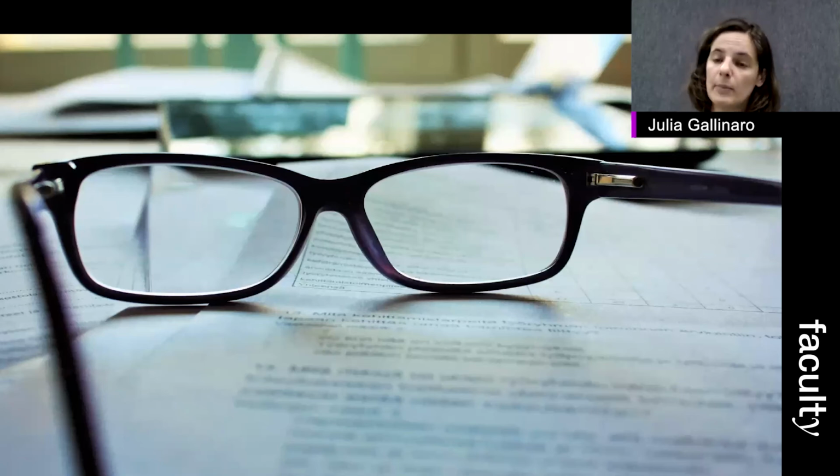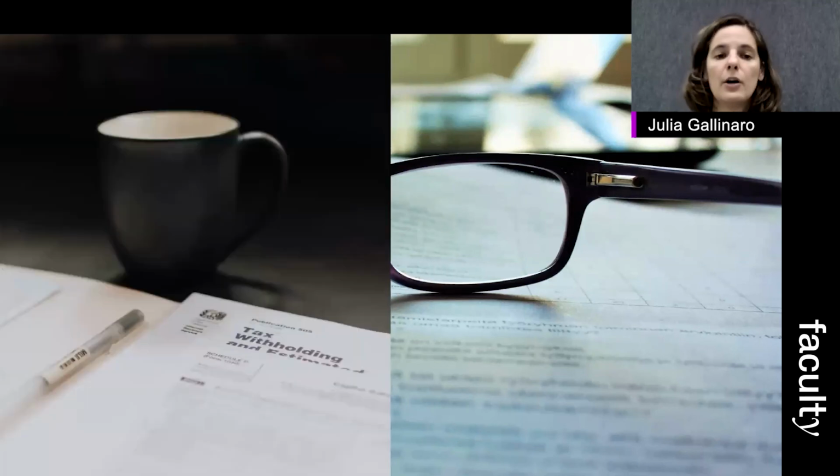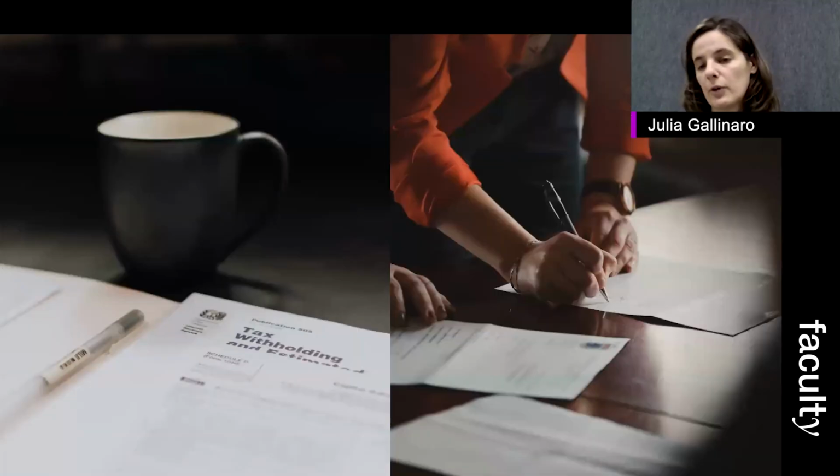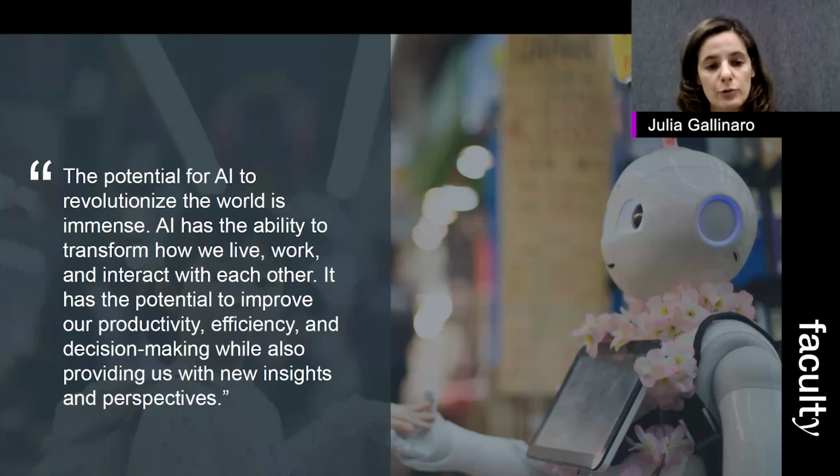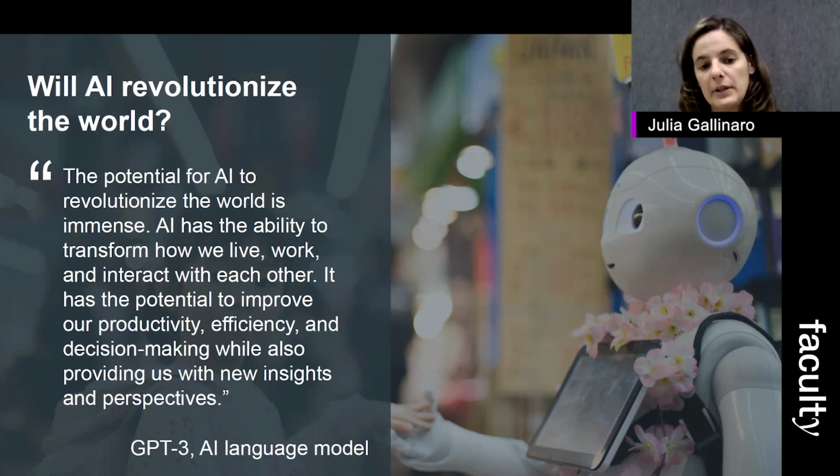Another thing that is interesting about this model is that it could be used for other tasks that involve extracting information from text, for example, from financial reports or from legal documents. So going back to the beginning of the presentation, what I have just shown you is that AI actually has the potential to improve our productivity, efficiency, and decision making, while also providing us with new insights and perspectives. And finally, I would like to add that this quote was actually generated by GPT-3 itself as an answer to the question on the top of the slide.